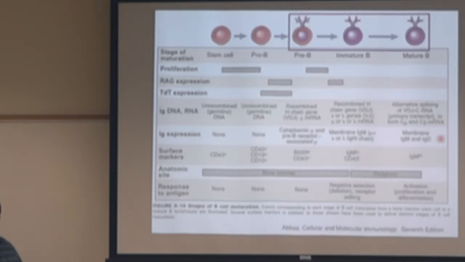So the pleural cavities, peritoneal cavities, all of those cavities are where you will find the majority of those B1 cells. So where they localize is a little bit different. The majority of B cells you find in the peritoneal cavities and the pleural cavities are actually B1s as opposed to B2s. And that kind of makes sense.